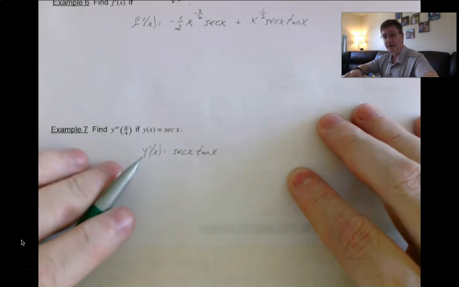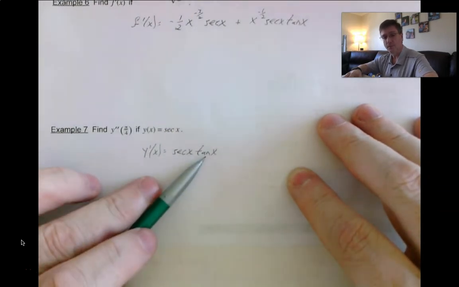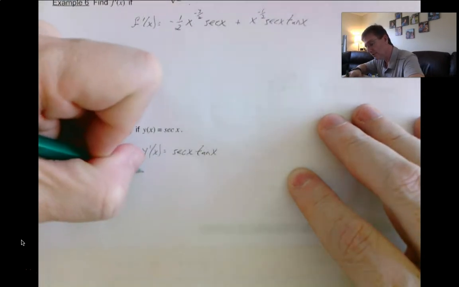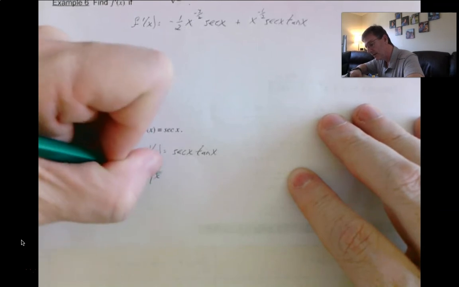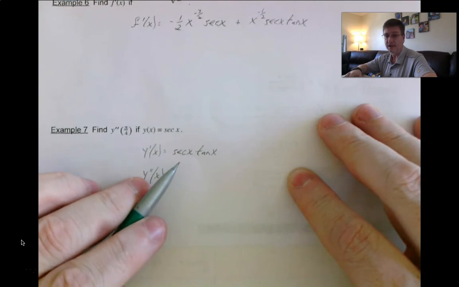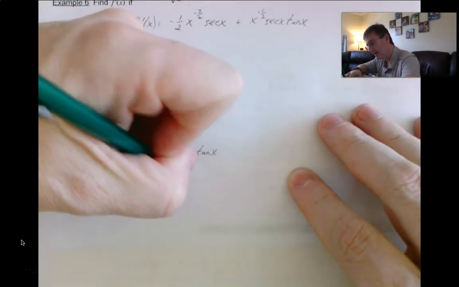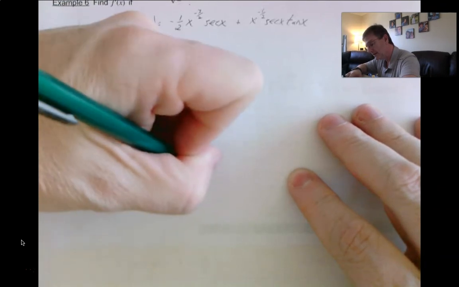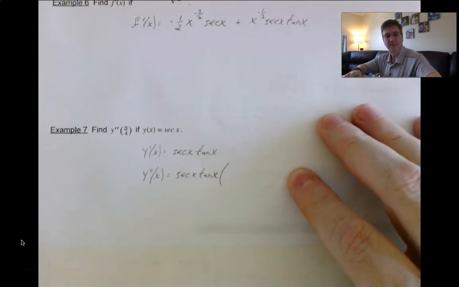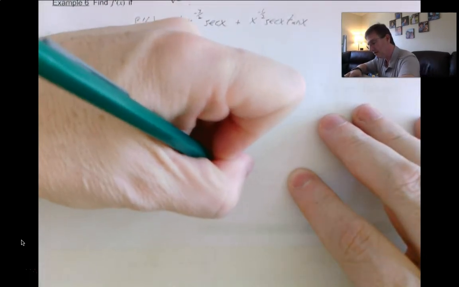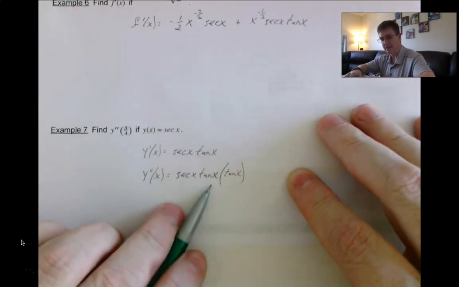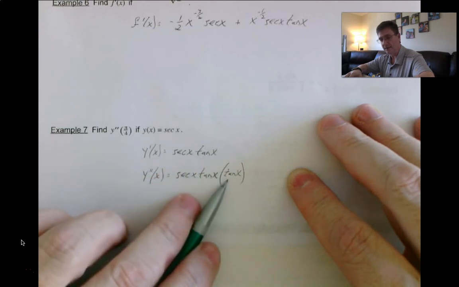Okay. Second derivative is going to involve product rule because we have secant x times the tangent of x. That's a product. So we're going to do product rule. So second derivative, y double prime of x equals derivative of the first. We know what the derivative of secant x is. We've just done it. Secant x tangent x times the second, which happens to be tangent of x. So again, derivative of secant of x is secant x tan x. This tan x carries down.